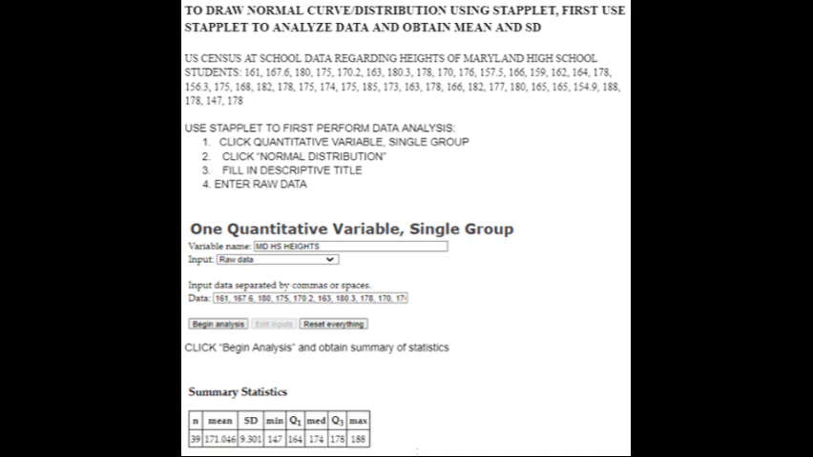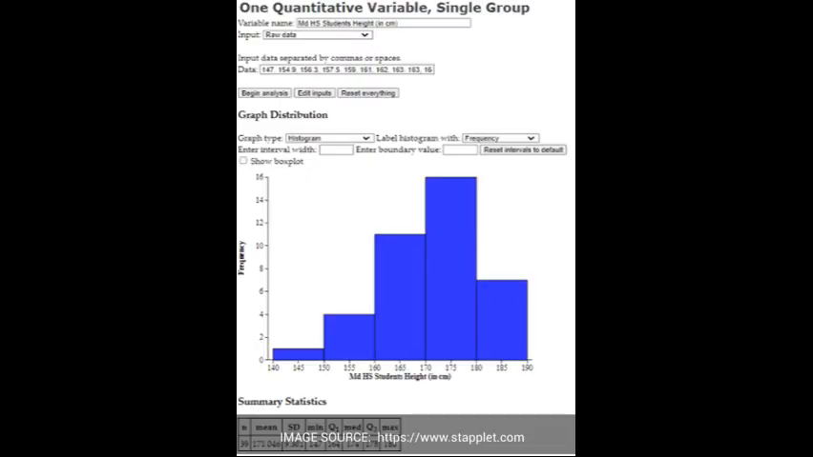The Maryland height data can first be entered in the Staplet under the quantitative variable choice, single group. We would then click Normal Distribution, put in the descriptive title of Maryland High School Heights, enter the data separated by a space or a comma, and then begin the analysis. We obtain the summary statistics box that gives us what we need to plot a curve. Here, the mean is 171.046, and the standard deviation is 9.301.